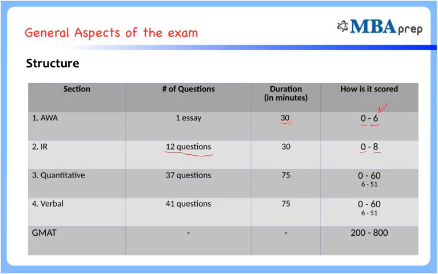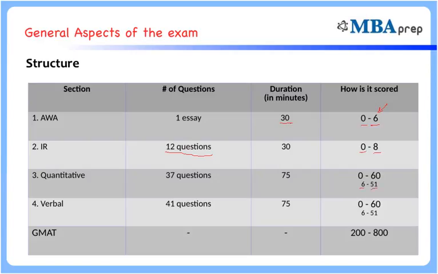The third section is the quantitative section with 37 questions. It lasts 75 minutes, which gives us about 2 minutes per question. And theoretically, it's graded from 0 to 60. But due to the algorithm limitations, it's graded from 6 to 51.